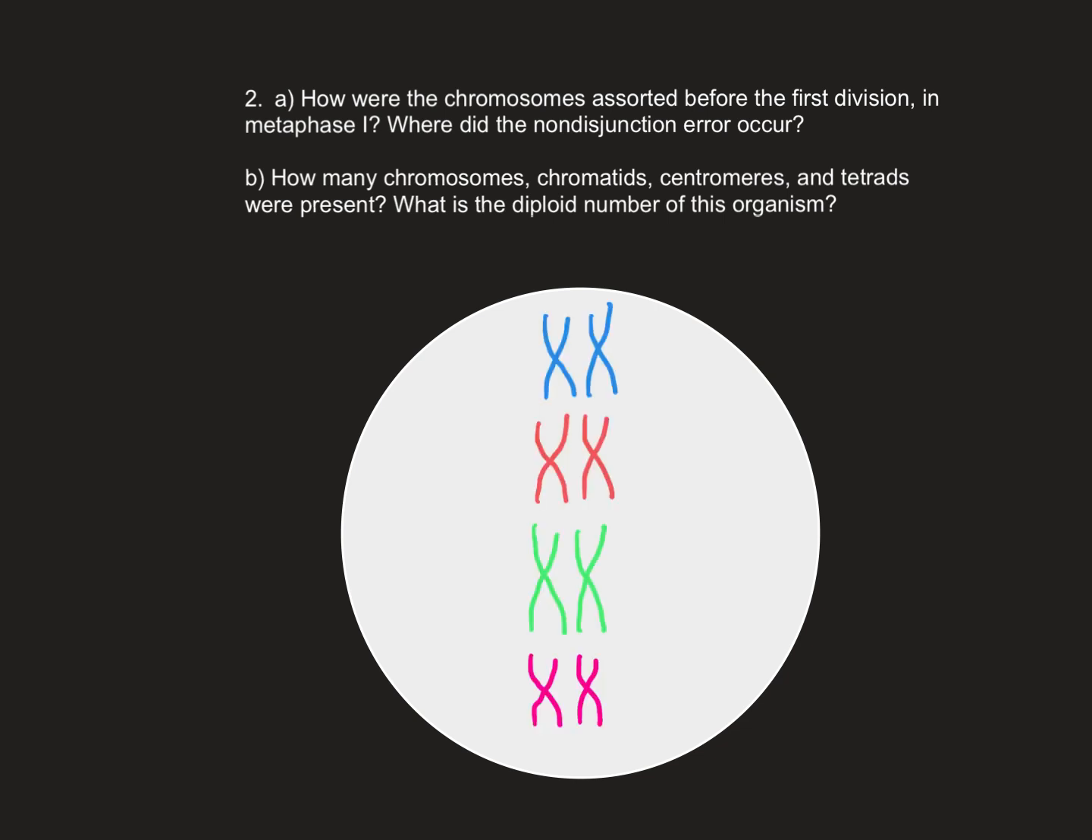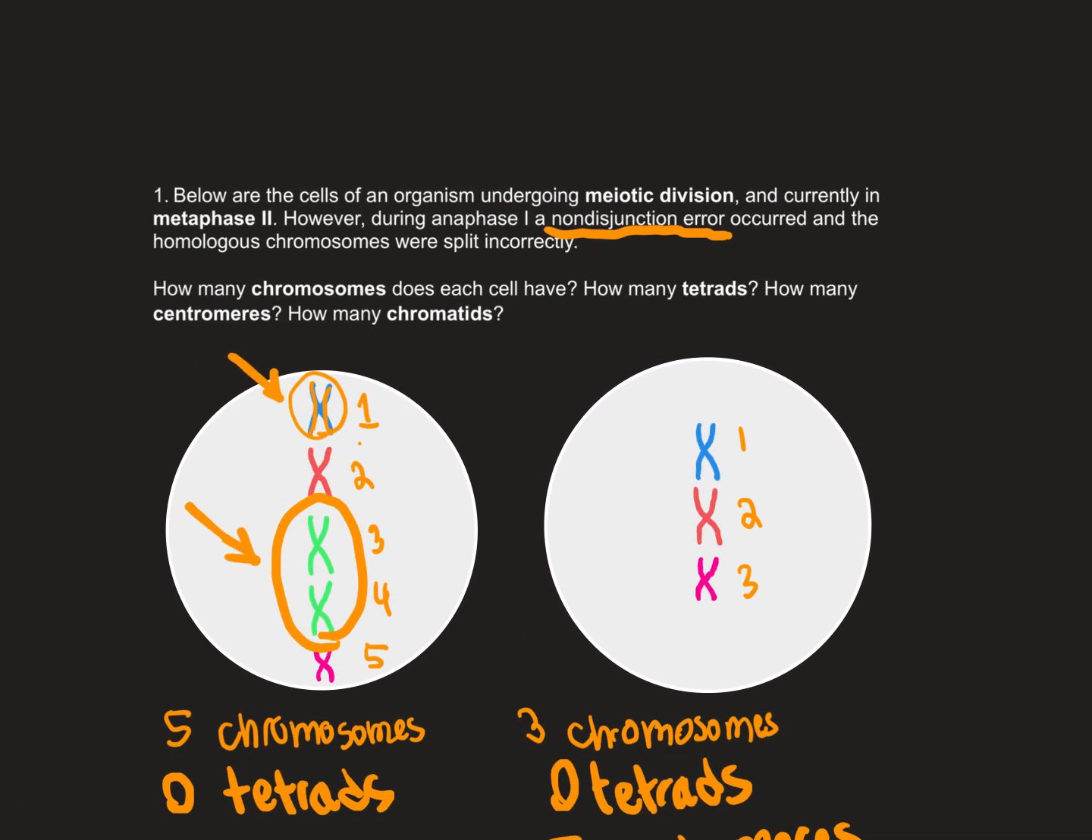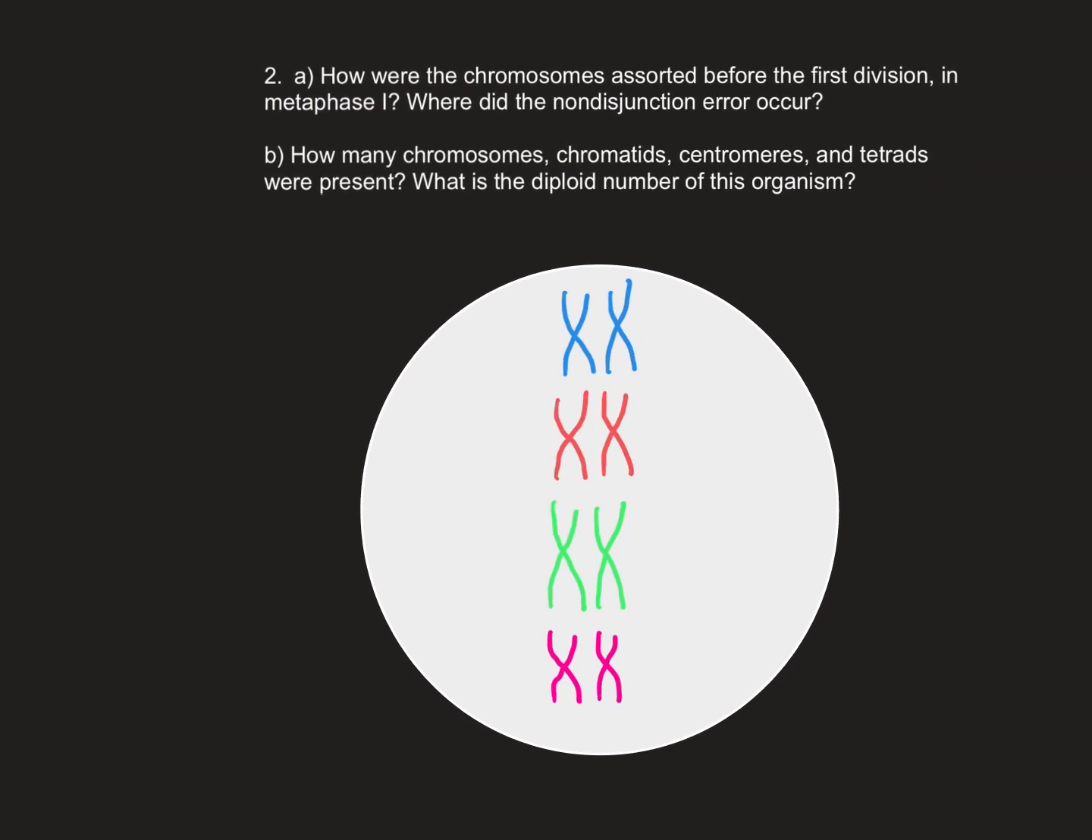Once we've filled out the chromosomes like this, we can answer the rest of the questions. So where did the nondisjunction error occur? Well, we saw back in question 1 that the 2 green chromosomes were split incorrectly and not segregated from each other during the first division. And so we know that those 2 green chromosomes is where the error occurred.